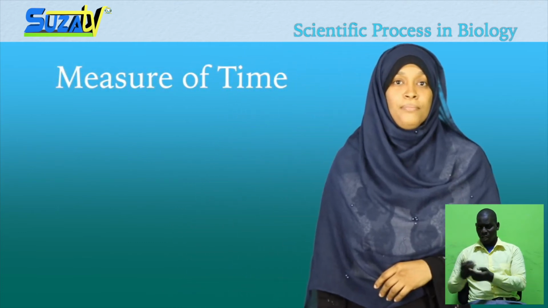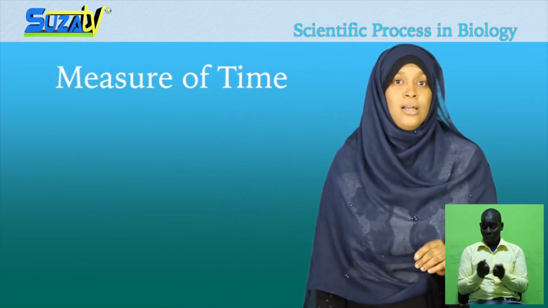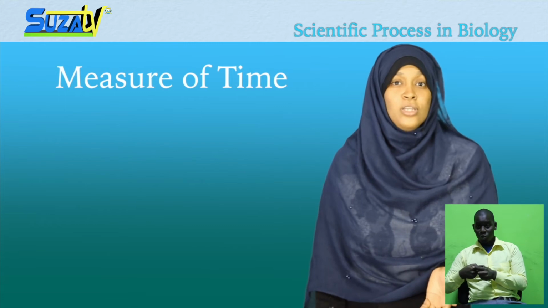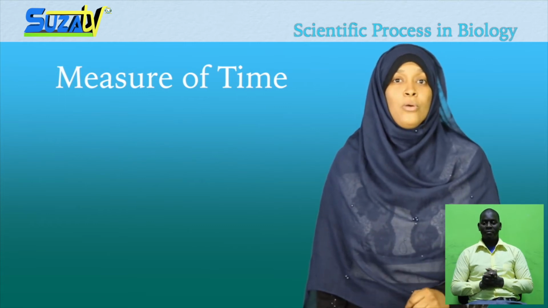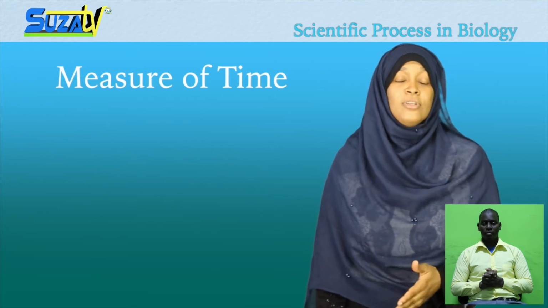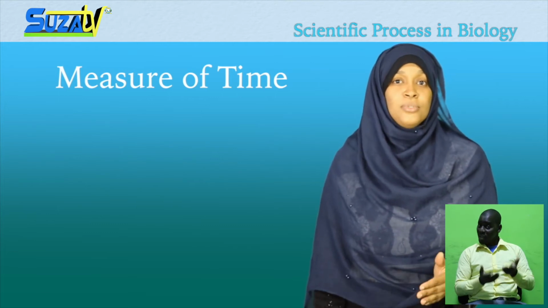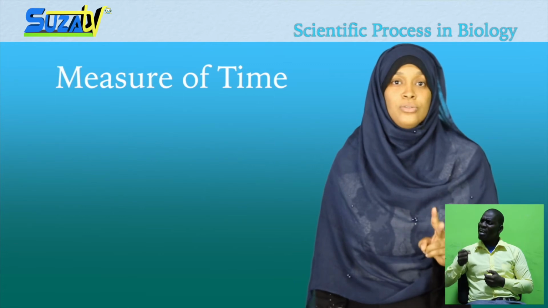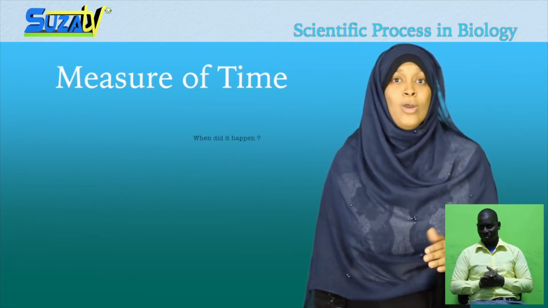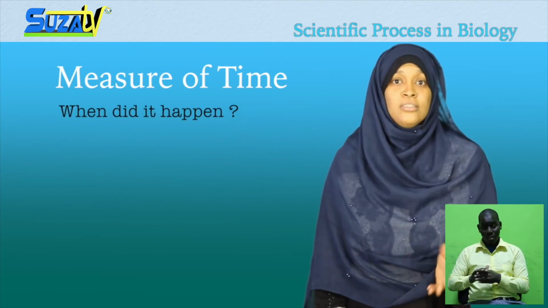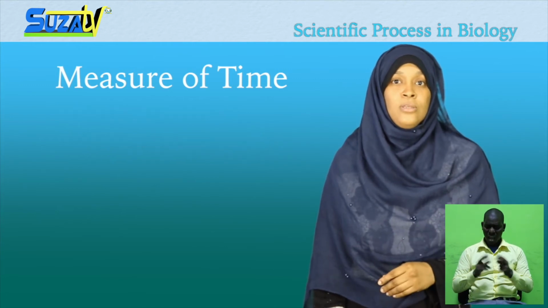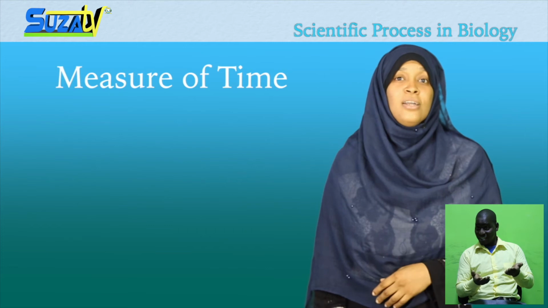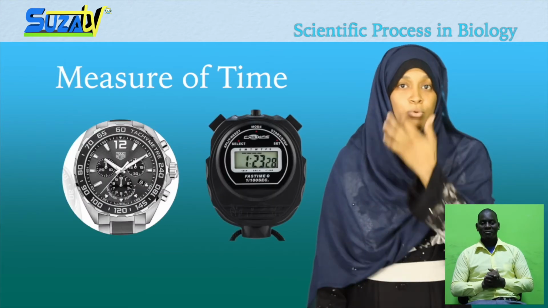Measure of time. Physical quantity corresponding to phenomena or an event. In most scientific work, we want to know how long an event lasts. Any time standard must answer 2 questions. First, when did it happen? And second, what was its duration? That is measured with devices such as watches and stopwatches.